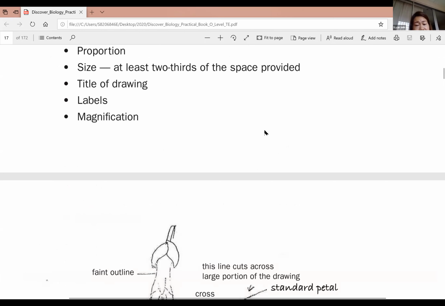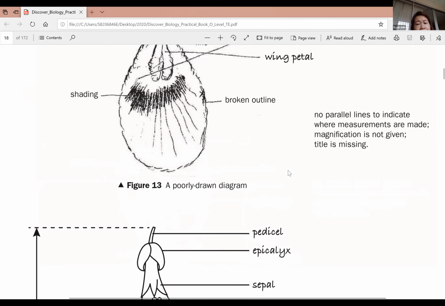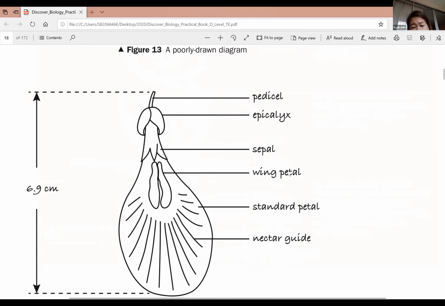So you can see, for example, somebody drew this particular flower. You can see this is a poorly drawn diagram because the shading is like paint, not an outline. Then can you see over here, the labeling lines are crossed. Cannot, must be very clear, neat. And there shouldn't be a broken outline as well. Must be a straight line. So this is a very bad example, most commonly drawn by most of you. You should draw this nicely.